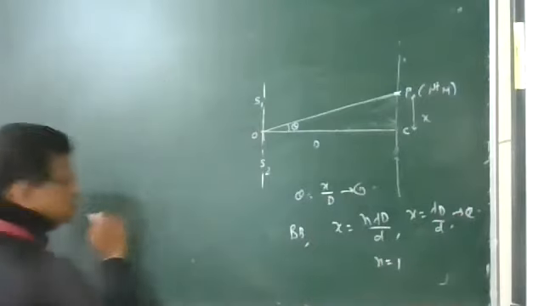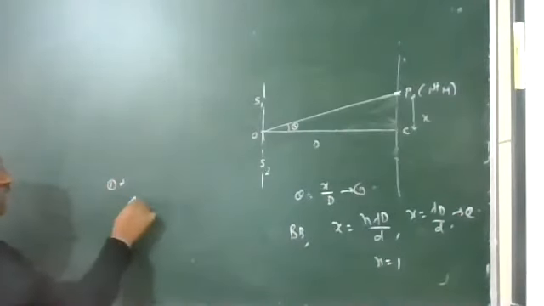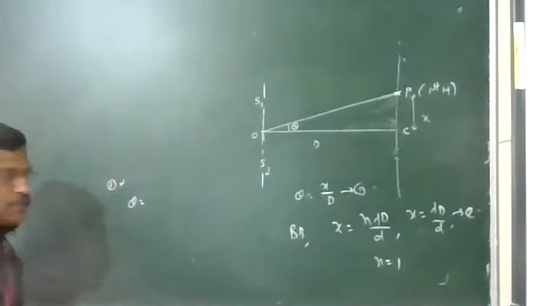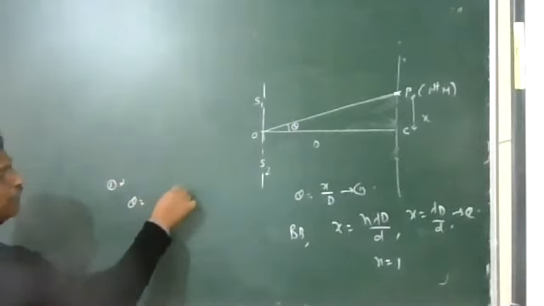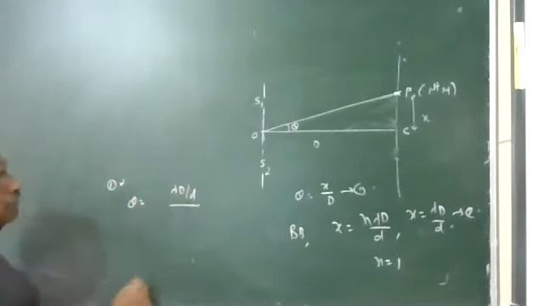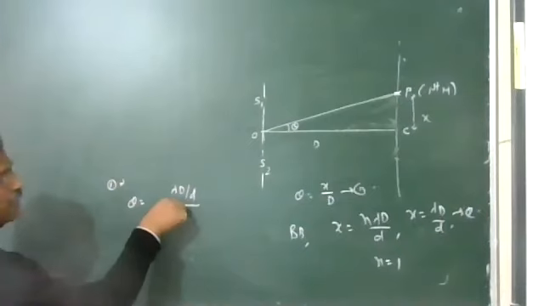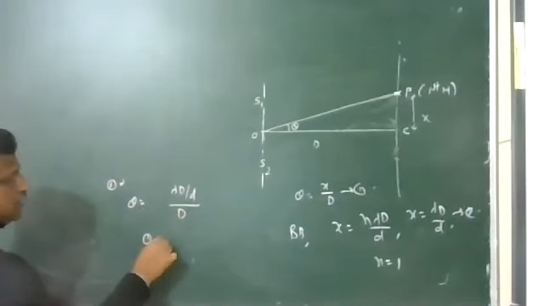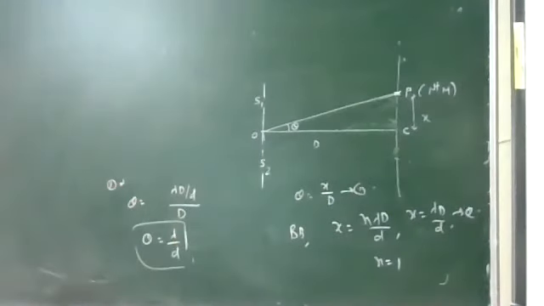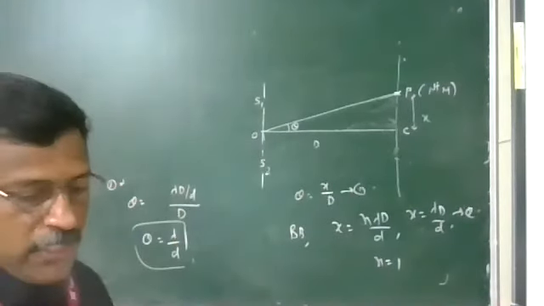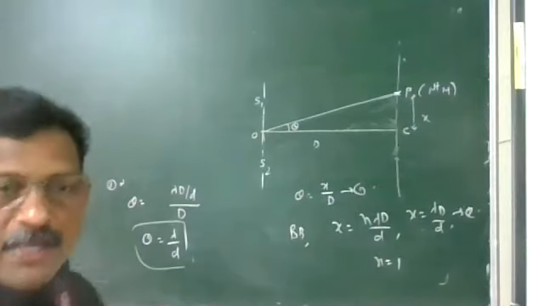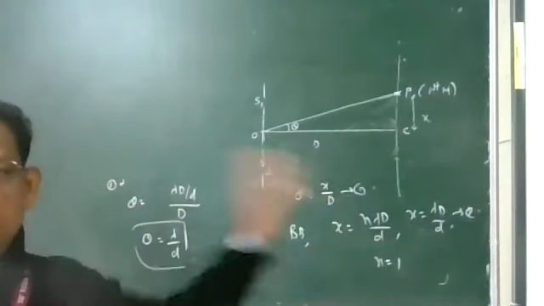Substitute in equation number 1. What is the angular separation of the first bright band? It is equal to lambda capital D by small d, divided by capital D. So theta is equal to lambda divided by d. This is the angular separation, lambda divided by d, and it is independent of the distance of the screen.